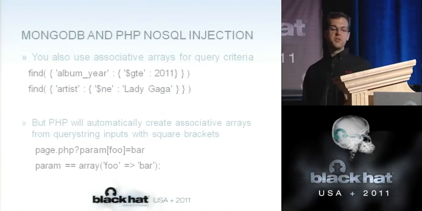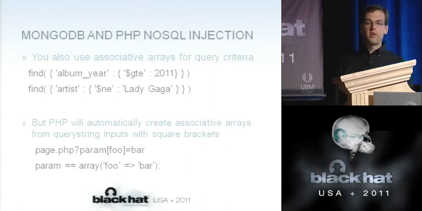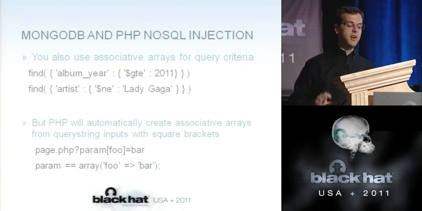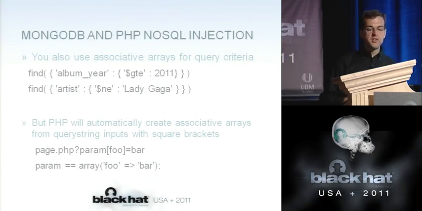You also use associative arrays for query criteria. So instead of just hard-coding, like I want to find artist Amy Winehouse, you can use queries. So I want to find all the albums where the album year is greater than or equal to 2011. So everything that was released this year. Cool. Or find me all the albums where the artist is not equal to Lady Gaga. Also cool. So far, so good.